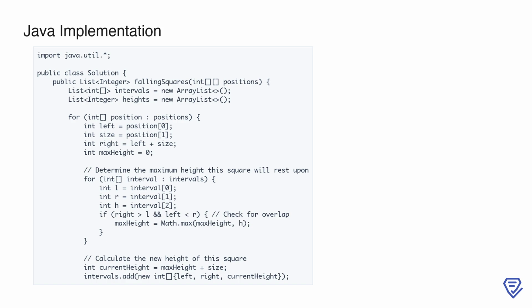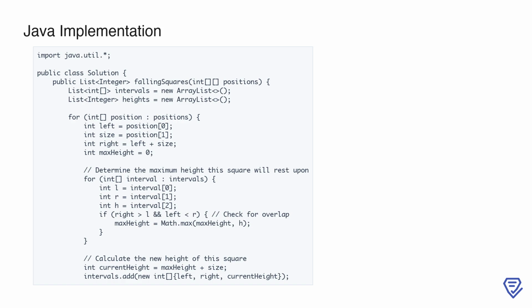For each square, we extract its left coordinate and size, calculate the right coordinate, and initialize max height to 0. The max height variable will help us determine the maximum height this square will rest upon. To calculate this, we loop through the existing intervals to check for overlap. If there is an overlap, meaning the current square intersects with a previous one, we update max height to be the greater of its current value or the height of the overlapping square. This ensures that we account for all possible overlaps when placing the square.